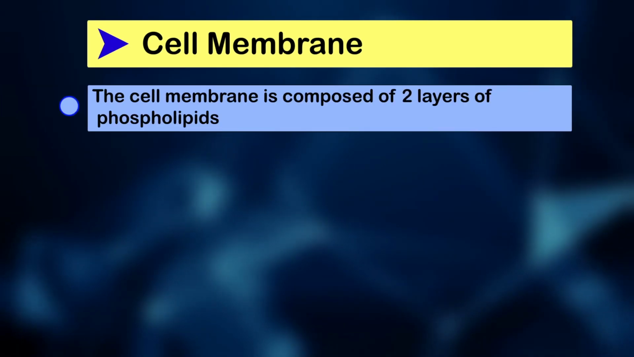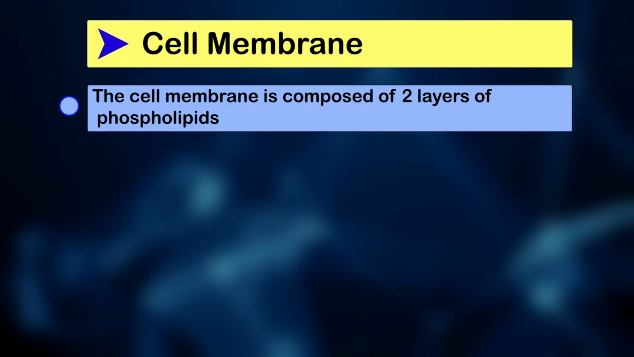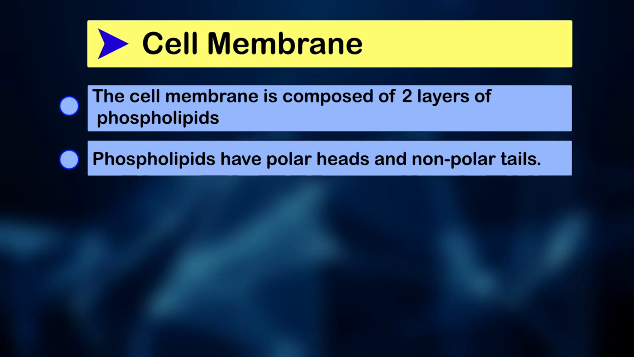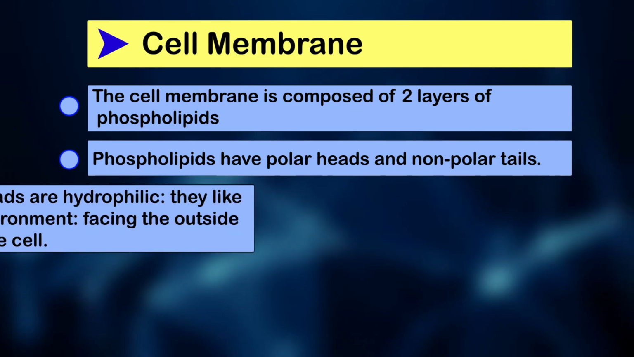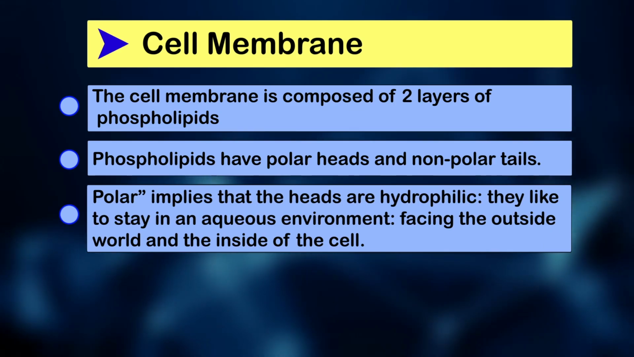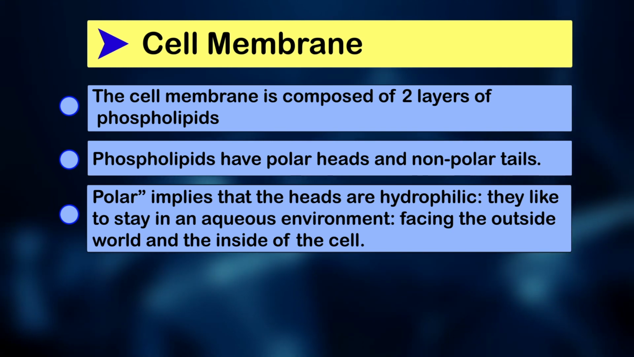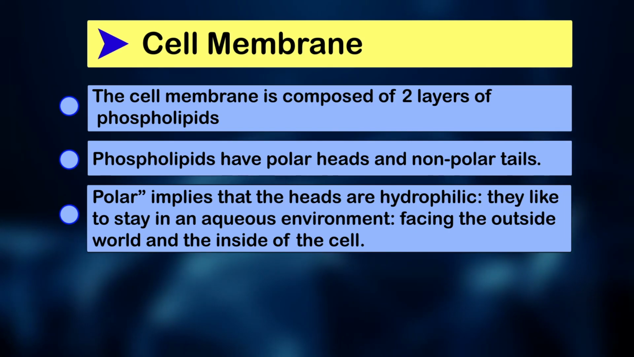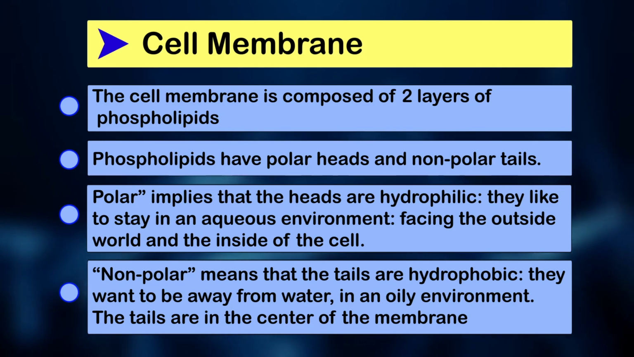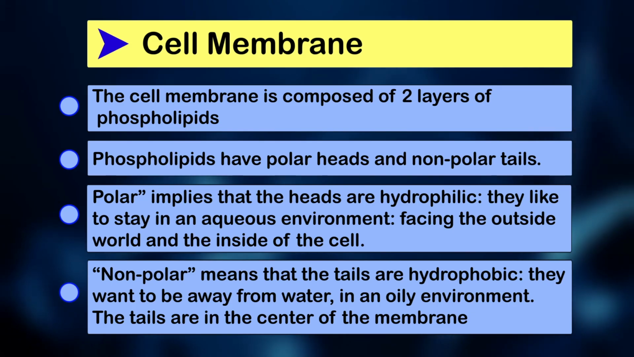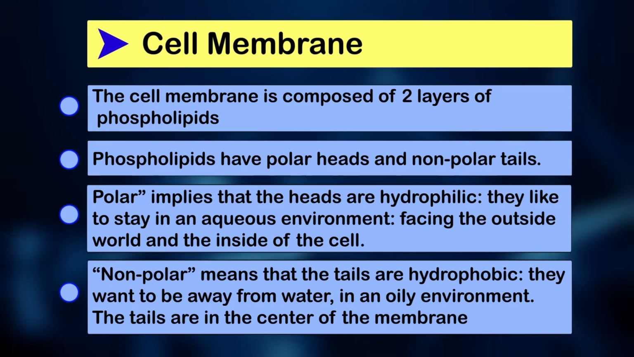Cell membrane. The cell membrane is composed of two layers of phospholipid. The phospholipids have a polar head and a non-polar tail. Polar head implies that the heads are hydrophilic. Hydrophilic means they like to stay in an aqueous environment, facing the outside world and the inside of the cell. Non-polar means that the tails are hydrophobic. They want to be away from the water, like the atmosphere or an oily environment. The tails are at the center of the membrane.